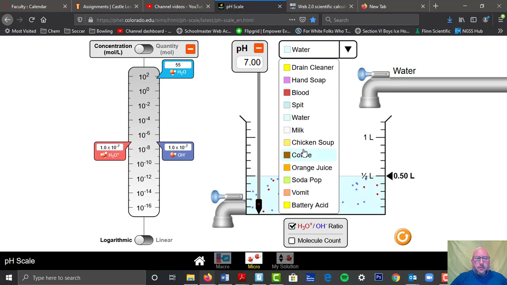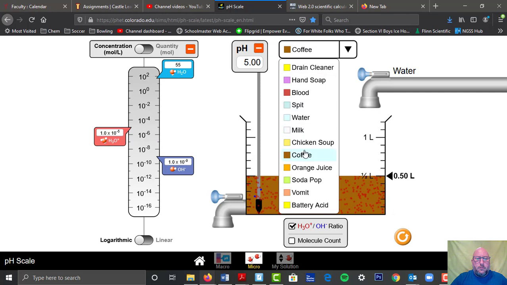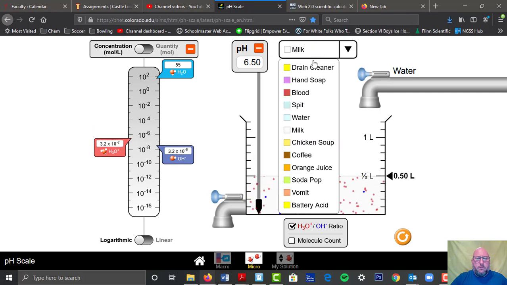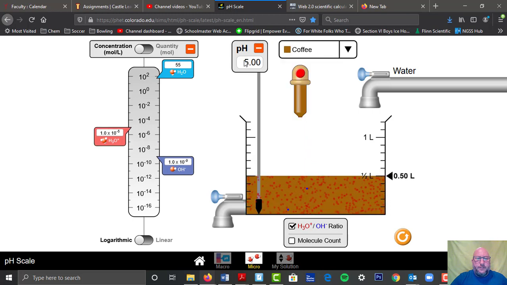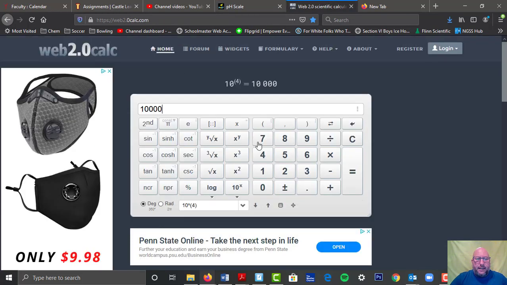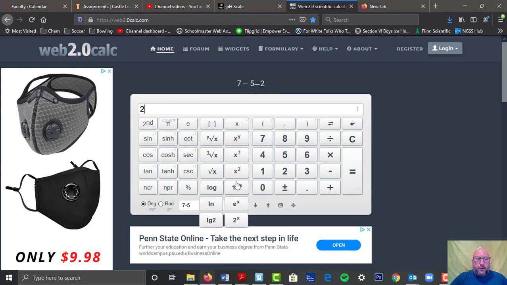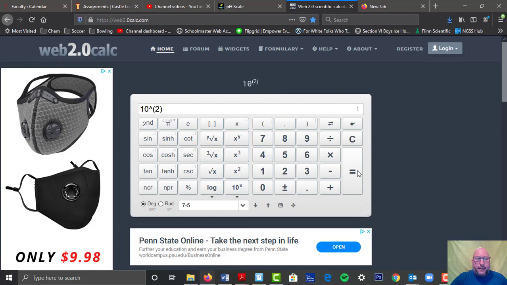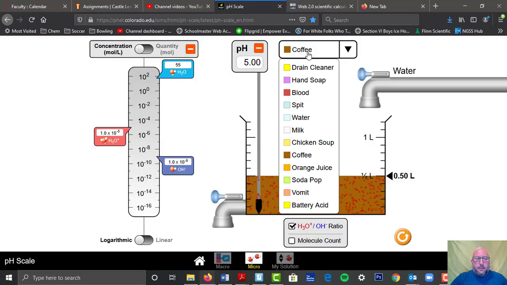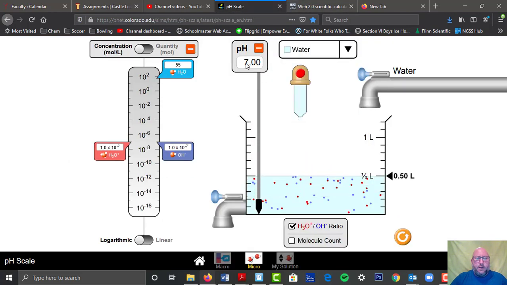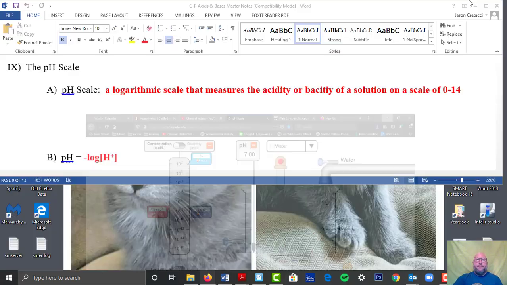And the one with a pH of 5, compared to water. So water is 7, coffee is 5. So if I take 7 subtract 5, I get 2. So if I raise 10 to the second power, I get 100. So that means that coffee with a pH of 5 is 100 times more acidic than water with a pH of 7.